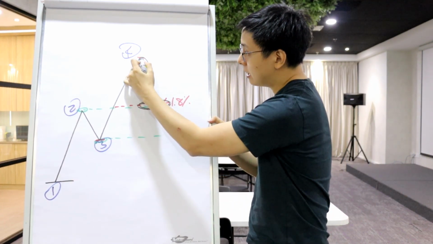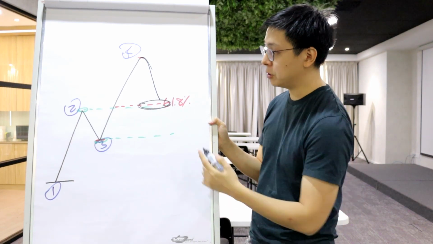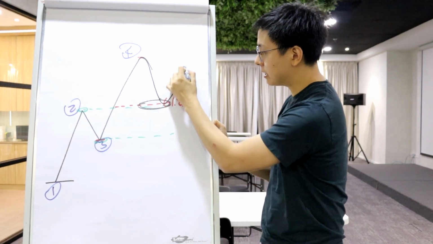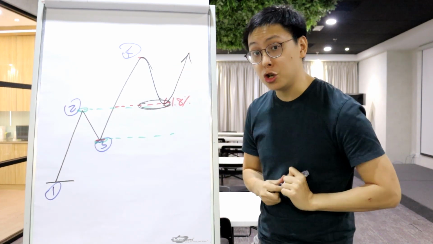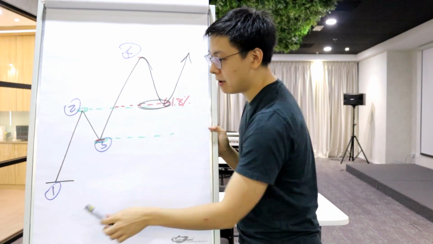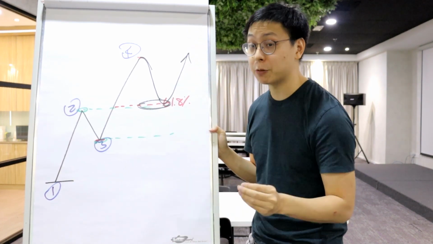So the idea here is if price comes back down and does a retracement towards this area, there's a high probability that price is going to U-turn and continue forming its uptrend. So this becomes your key buying entry level.